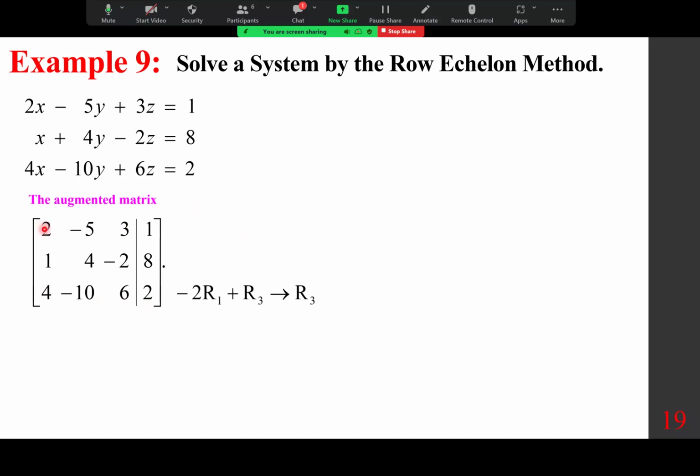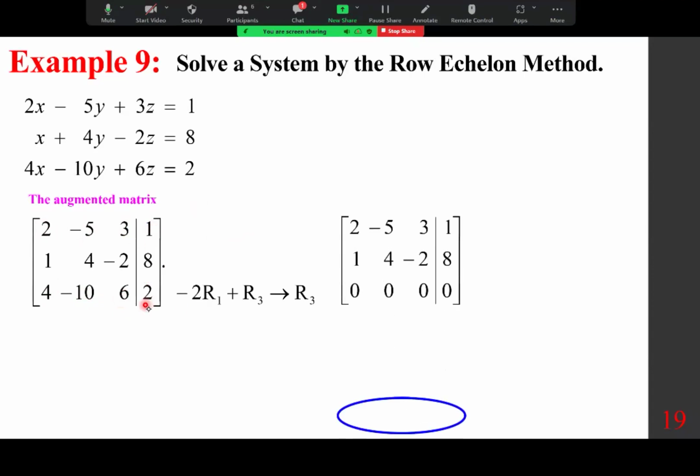I'm going to multiply this one by 2. I get 4, subtracted from 4, 0. I'm going to multiply this one by 2. I get negative 10, subtracted from negative 10, I get 0. Multiply this by 2, 6, subtracted from 6 is 0. Multiplied by 2 is 2, subtracted from 2 is 0. So the last row, all of them become zeros.